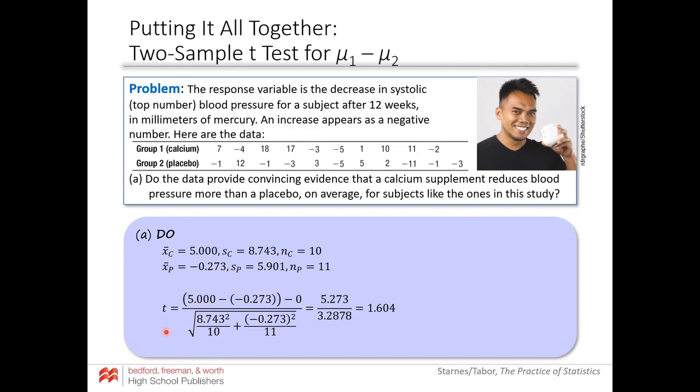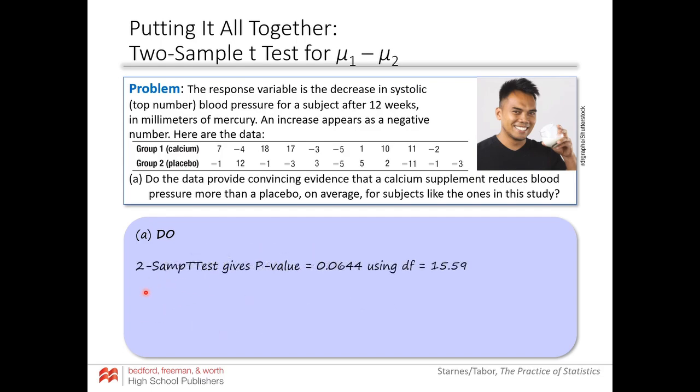Then we're going to calculate t, which is x bar 1 minus x bar 2, so subtracting those two values, and then we subtract 0 minus the parameter, statistic minus parameter, plug it into our standard deviation formula, so standard deviation squared over sample size, standard deviation squared over sample size, add, take the square root, and we get 1.604 for our t value. So not done yet. That's just listing out these parts, right? Then we have to plug it into the calculator to find the p-value.